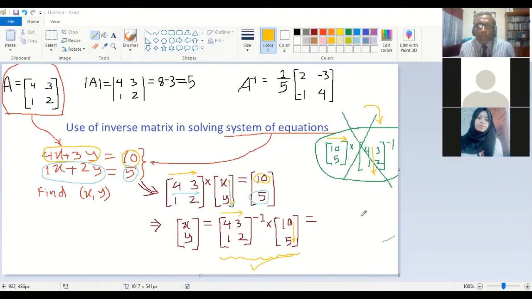And now, just to remember, how can you remember this? If the original matrix is on the left side, then the inverse matrix will also be on the left side. So that is the thing you can memorize.